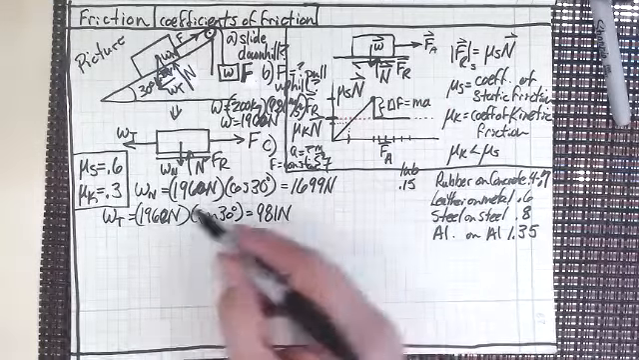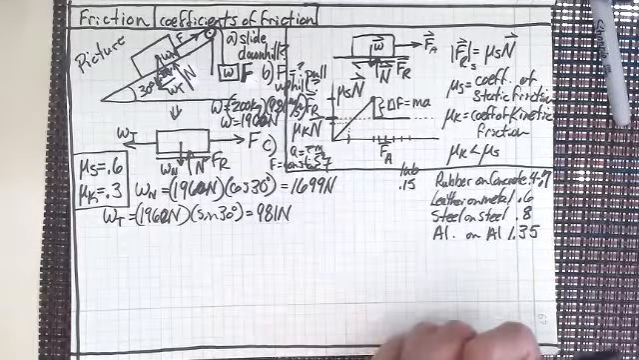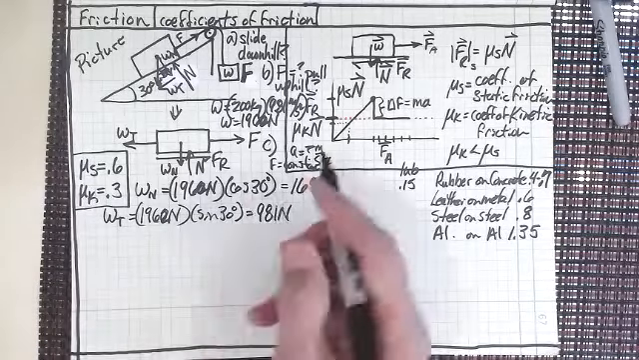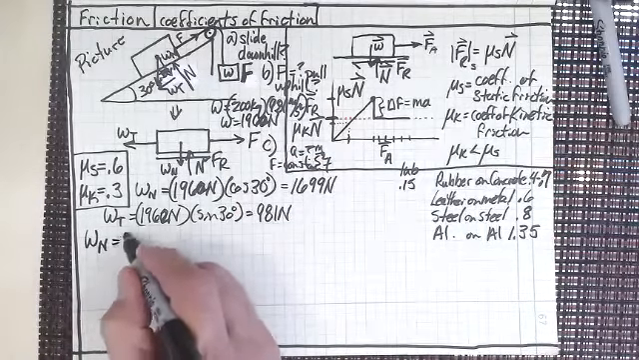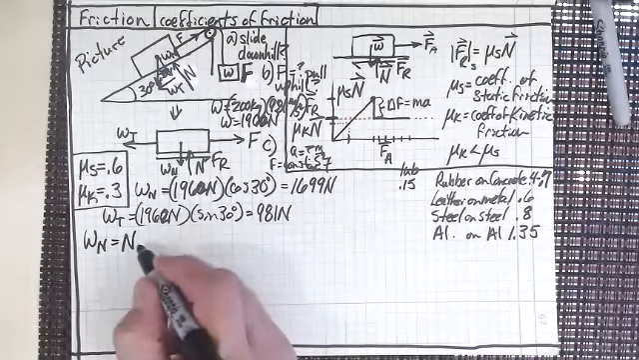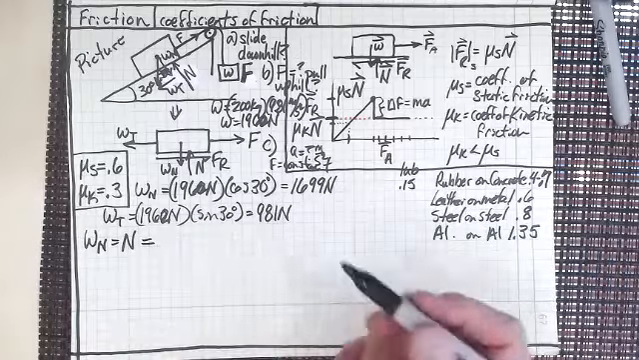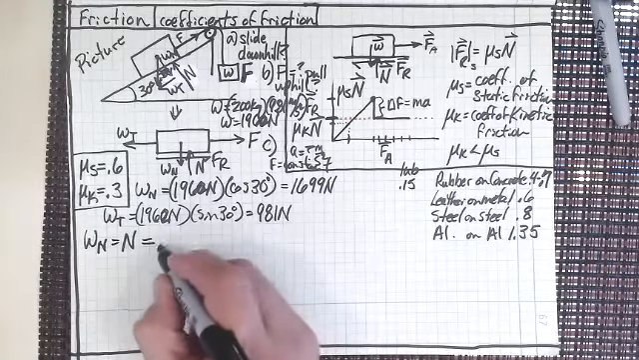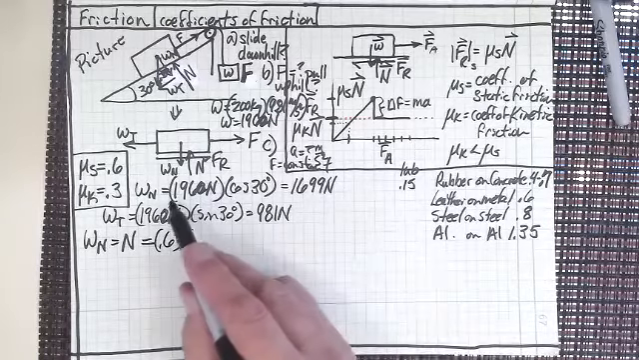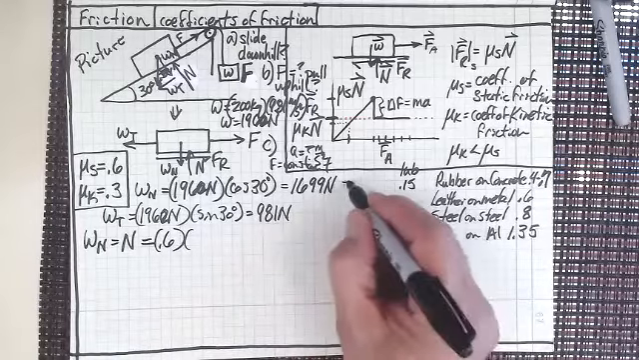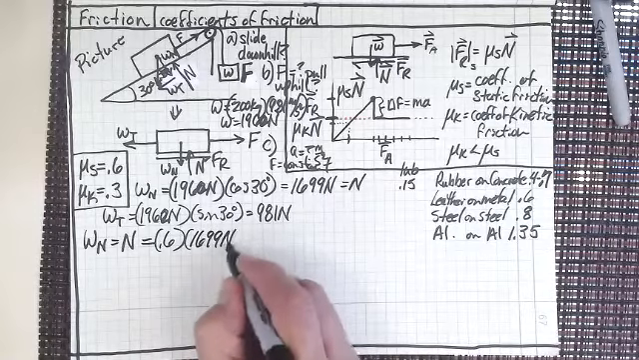All right, so we know that W sub t, the force that's pushing it down here, is going to be 981 newtons. Now we know what W sub n is, and we know that W sub n equals n, the normal force. So we can say that 0.6 times n, which of course equals 1699 newtons.